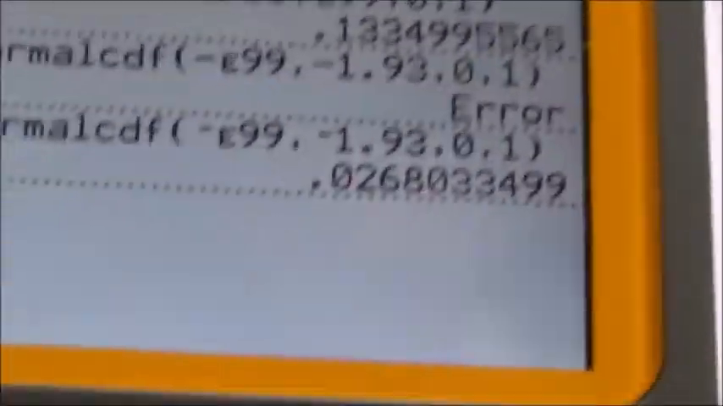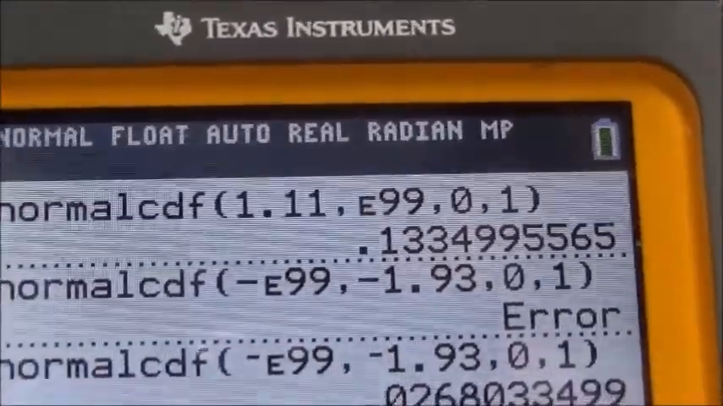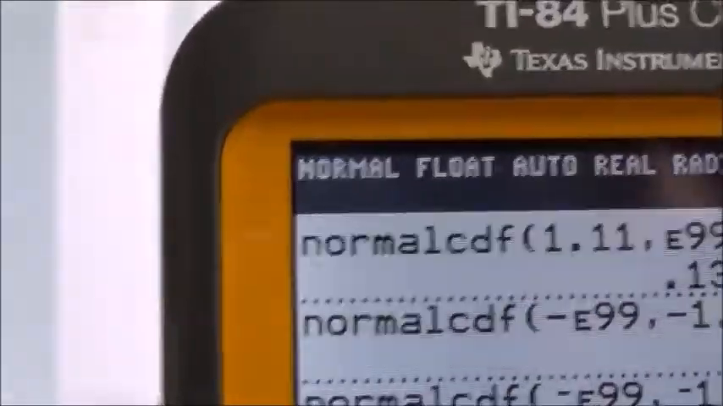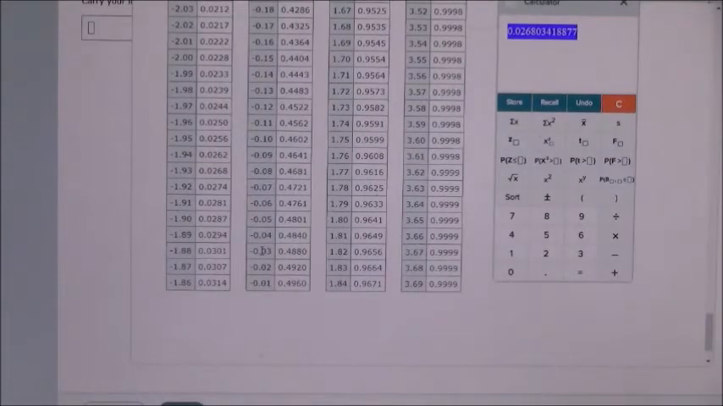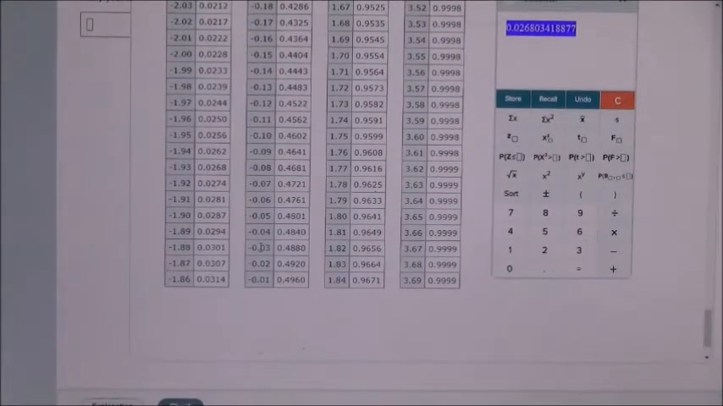So area to the left is pretty straightforward. You go negative infinity to the number, or you use the less than or equal to, or use the table. If you're doing the area to the right on the table and the graphing calculator, you have to do 1 minus that value. Now, if you want to find the area between two numbers on your graphing calculator, it's pretty easy because you can just put in the lower and the upper limit.